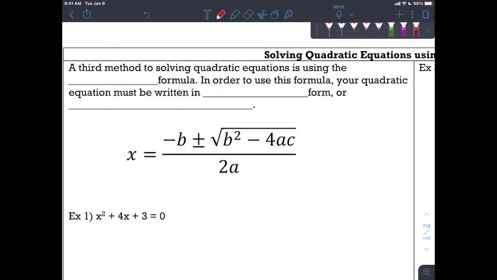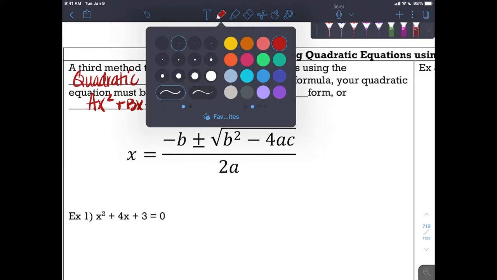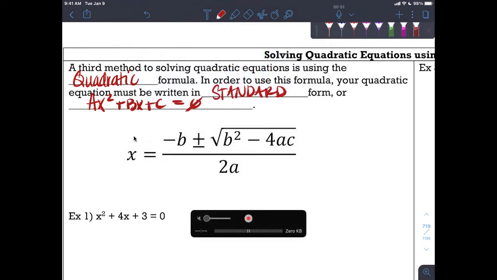All right, so the third method to solving quadratic equations is using what is referred to as the quadratic formula. In order to use this formula, your quadratic equation must be written in standard form, or also known as this guy. So, this crazy looking formula here is my quadratic equation. This is what it is. And this A, B, and C are referring to these guys up here, A, B, and C.